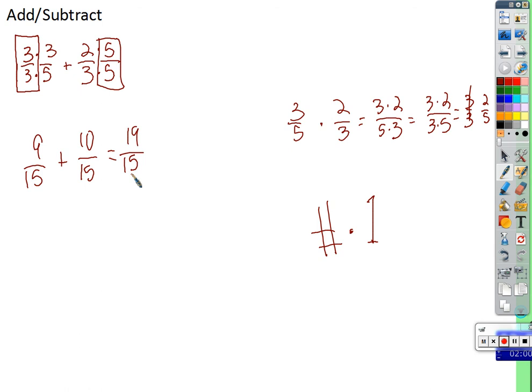If you ask yourself, why do you need a common denominator? Why do we go through the rigmarole of getting the numbers at the bottom of the fraction to be the same? Anybody answer that?